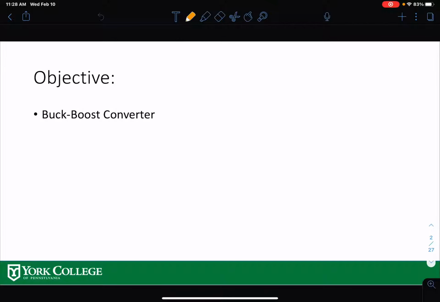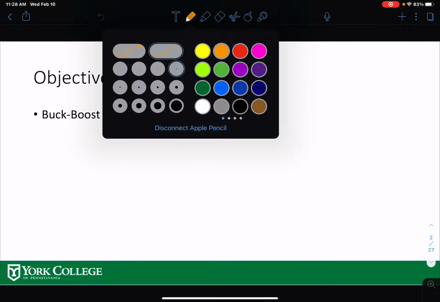So what is a buck boost converter, and what are the equations to lead the design of a buck boost converter? That's the topic for today. So let's get started here.